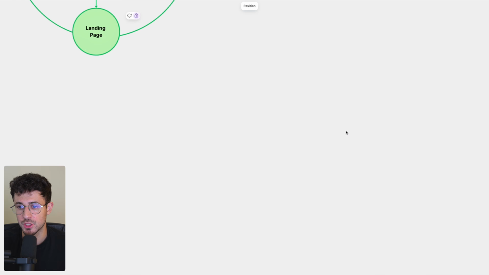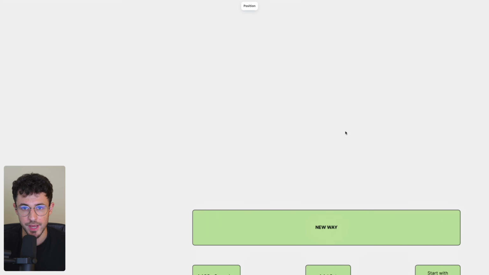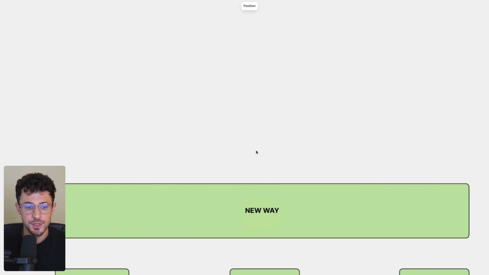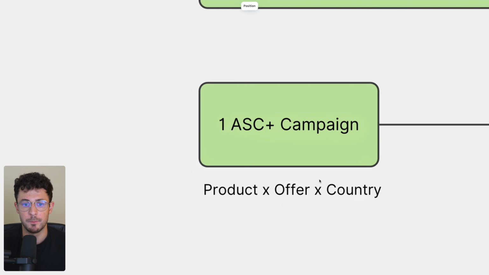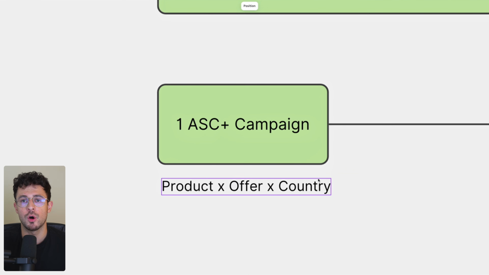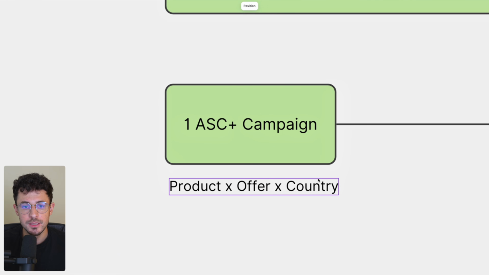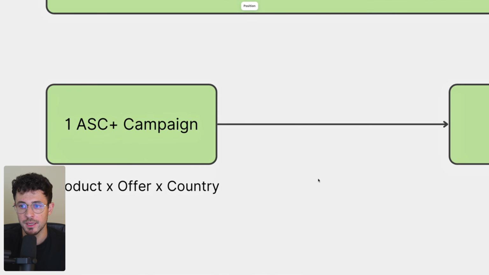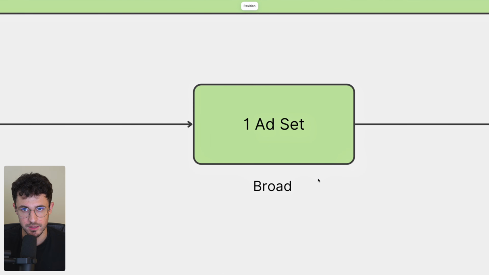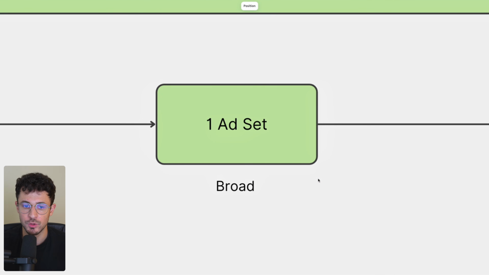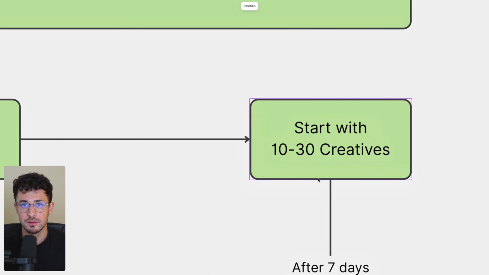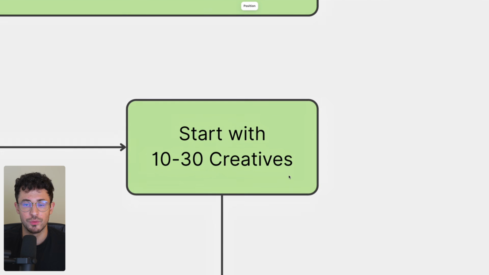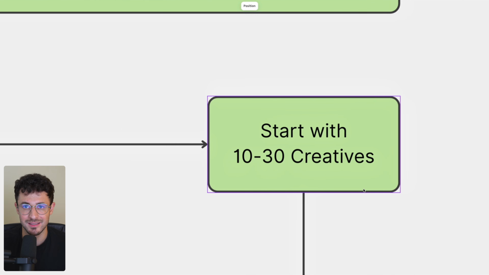And so let's actually go to it. So the new way. What is the new way? The new way is basically 1 Advantage Shopping Plus campaign per product, per offer, per country. This Advantage Shopping Plus campaign has 1 broad ad set. You can do the proper exclusion, of course, of existing customers, and then you start the campaign directly with 10 to 30 ad creatives inside the same ad set.